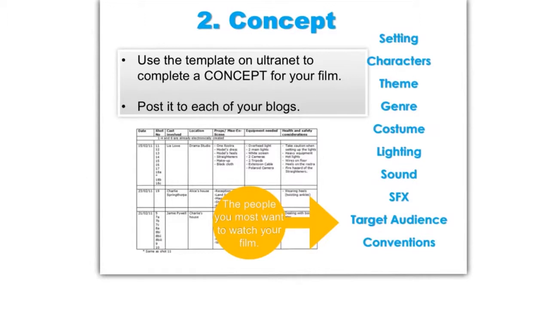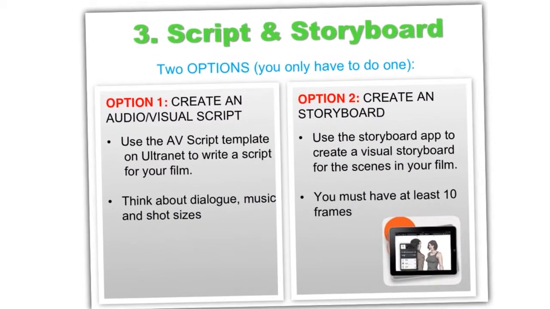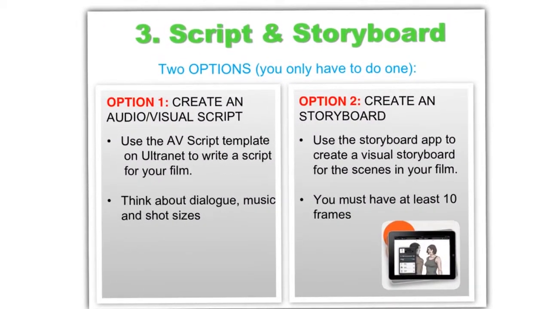Use the template on Ultranet to make a concept for your film. And once you've completed this, post it to each of your blogs. The third checkpoint is creating a script and a storyboard. You have 2 options here.